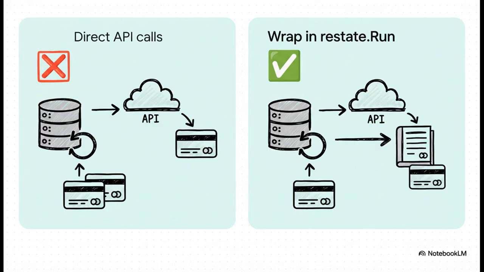Now this one is the big one. This is the key. If you call an external API directly and your code retries, it's going to call that API again. And that's how you accidentally charge a credit card twice. Instead, you wrap that call in restate.run. Restate runs it once, saves the result to its journal, and if it ever has to replay that step, it just gives you the saved result back without actually calling the API again. It's basically idempotency, but you get it for free.